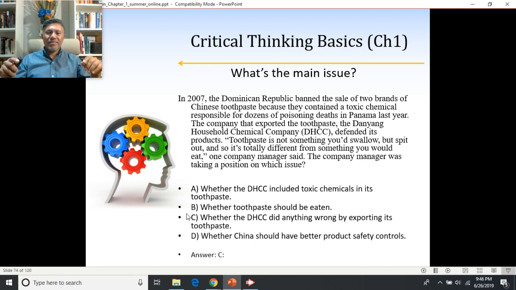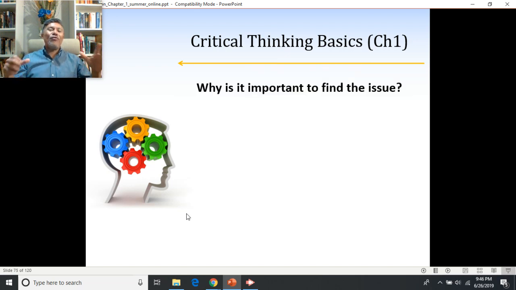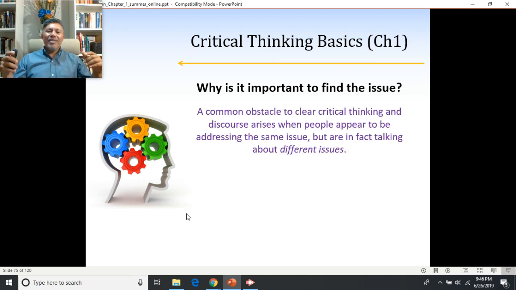Okay, let's see. Now, why is it important to find the issue? Again, I'm hoping this is intuitive to you, but a really common obstacle in clear critical thinking and discourse arises when people appear to be addressing the same issue but are in fact talking about different issues. And we've probably all experienced this. And it can be the most annoying thing, and it could lead nowhere.